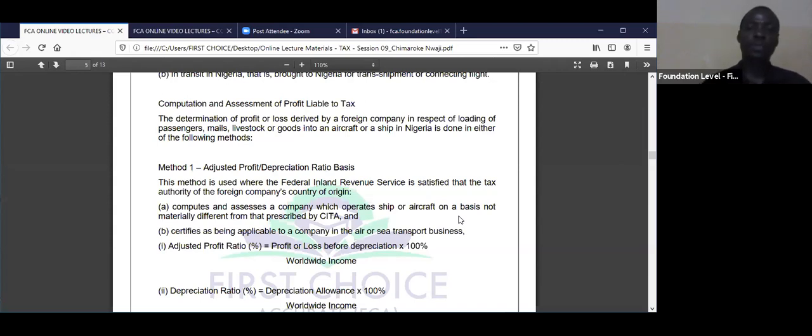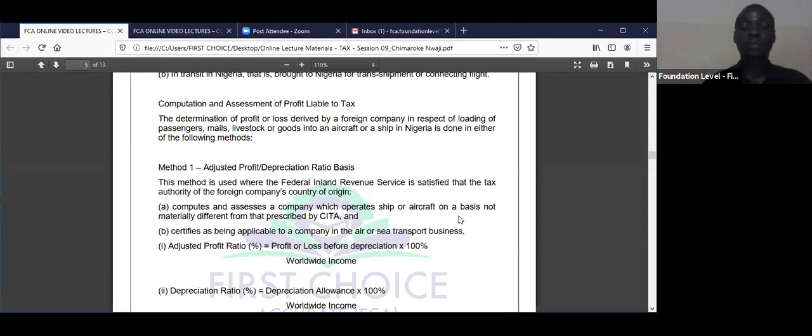So what they will do is they will check: do you compute your gross income the same way as we do? Do you compute allowable expenses the same way that we do? What of the way you compute your capital allowance? Is it the same? How do you relieve your losses? Are they the same? Are they materially different? If they are materially the same, that means they ratify it. They say, fine, this is what we want. We are satisfied. So method 1 will be used. So how do we apply method 1?